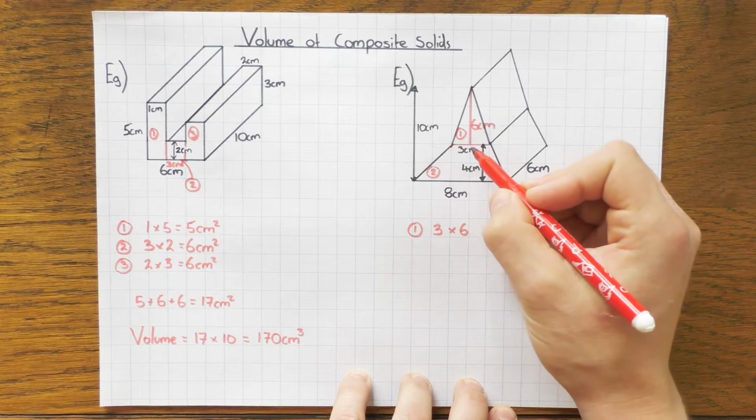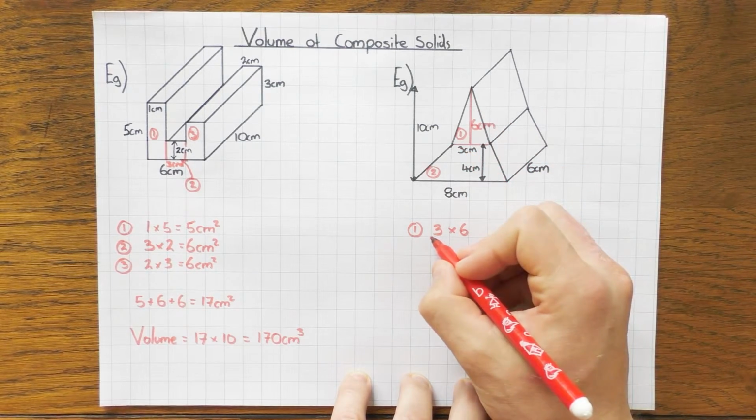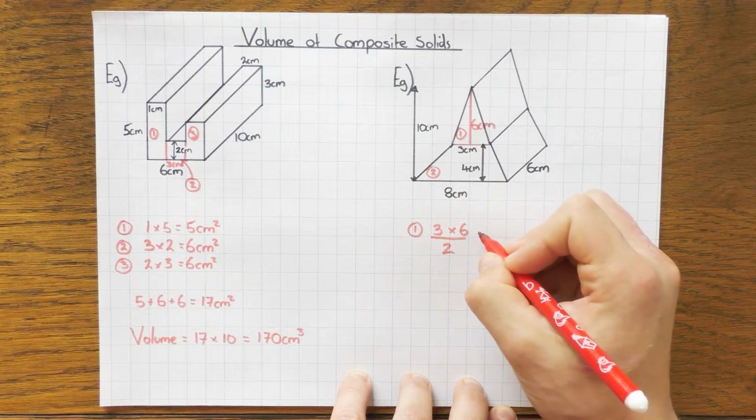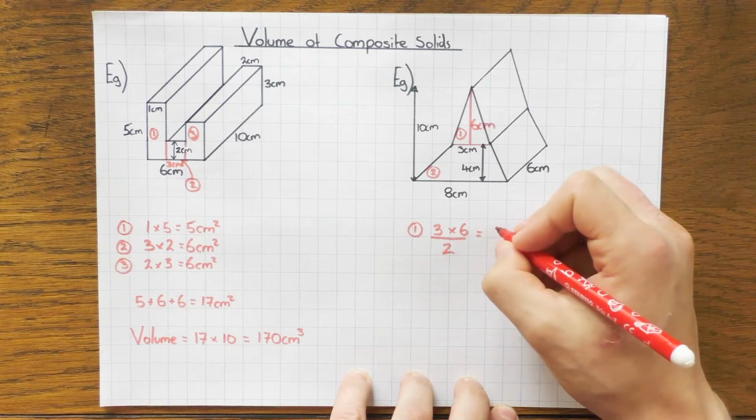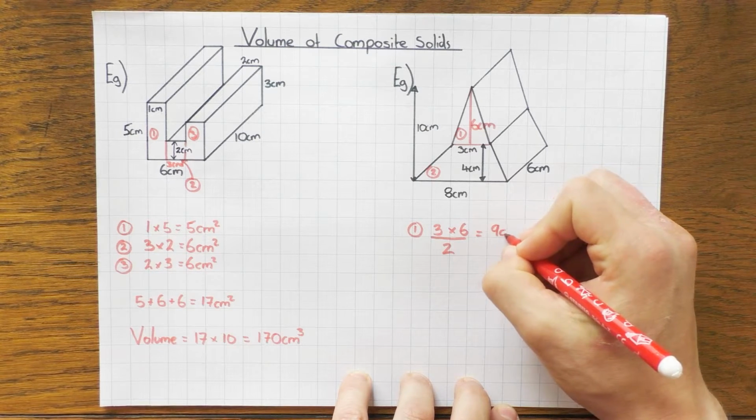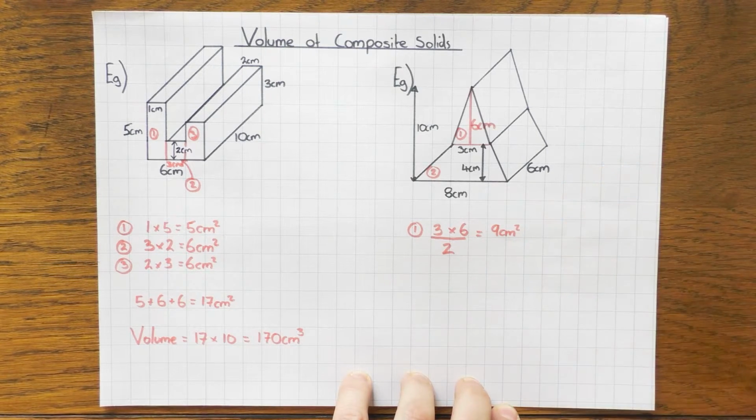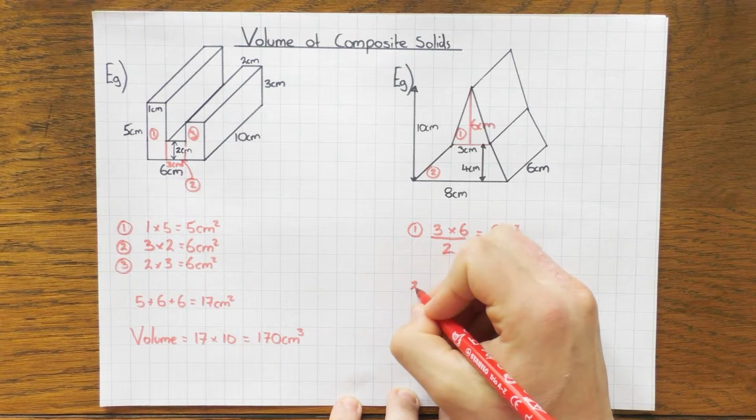So base is 3 times the height, which is 6. And don't forget it's a triangle, so you must half it. So 3 times 6 is 18, and then we half it to get 9 centimetres squared.